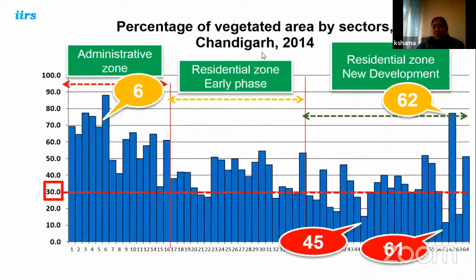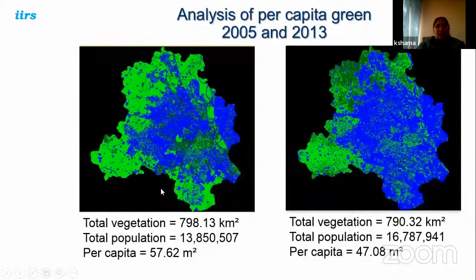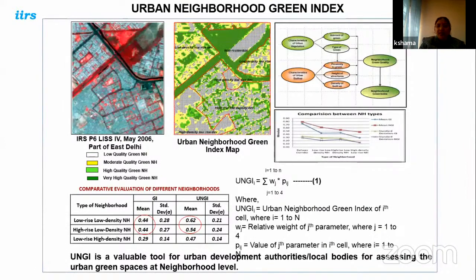But if you come to the second part, the residential zone, there also you will find that in most of the sectors, your vegetation is quite sufficient, quite good. But if you come to the new development part, you can see that some of the sectors have very less vegetation percentage. So these kinds of analysis we can do. Similarly, in the temporal analysis, like in the case of Delhi, we can see how much the vegetation area was in 2005, and we can even calculate the per capita area and how it has shifted and changed into 2030. So this kind of analysis can be done.